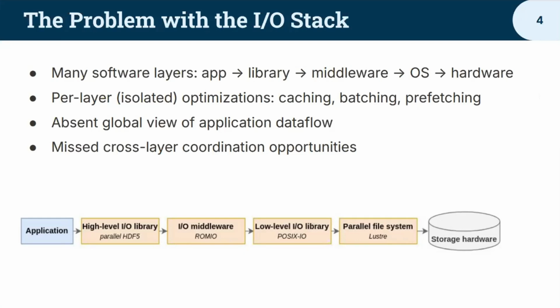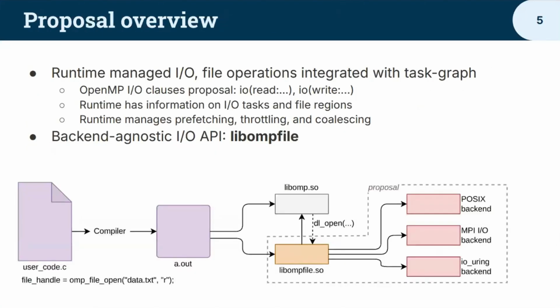And when the kernel is doing the page cache, it doesn't know anything about the flow of execution of your application. So you miss some information there, you repeat some optimizations, and we miss many opportunities for this cross-layer coordination because we don't have a global view of the disk usage across the stack. So our proposal is let's let the runtime manage the I/O. The runtime knows the application structure and knows the contention on the underlying system. And I will argue that we should integrate that with the task dependency graph.